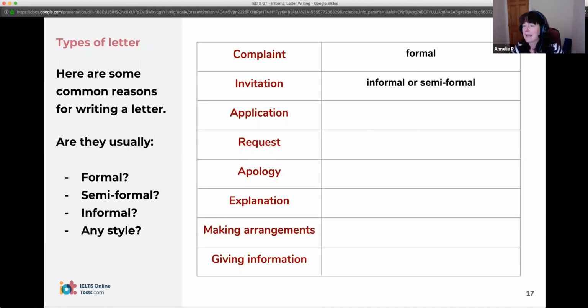What about an application? If you were writing to apply for a job. Okay, very good, Mark. Yeah, everybody's got that. Could only really be a formal situation in that case. Okay, if you were asking for something.